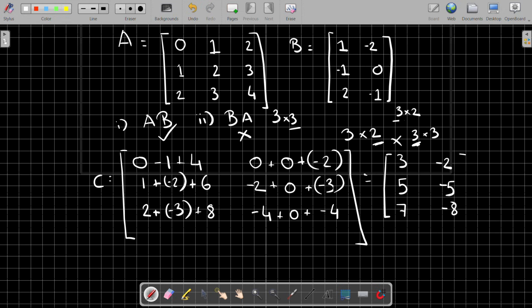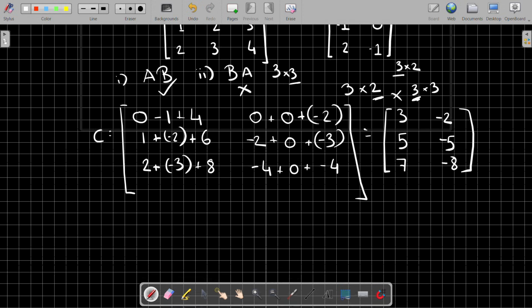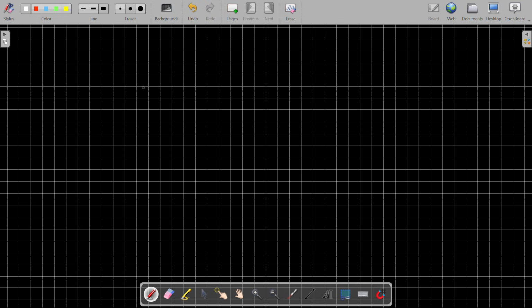So this is our resultant matrix. In a similar way, let's take another matrix for example. This time our matrix A is 1, minus 2, 3, 2, 3, minus 1, minus 3, 1, 2.